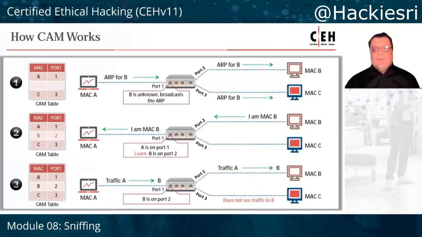How does a CAM work? Again, we have a fairly detailed diagram. Main thing to note is the center column, that in the upper center, B is unknown and broadcasts to the ARP, whereas in the other cases, this is not so. Notice, however, on the lower right caption, when B is on port 2, port 3 does not see traffic to B.